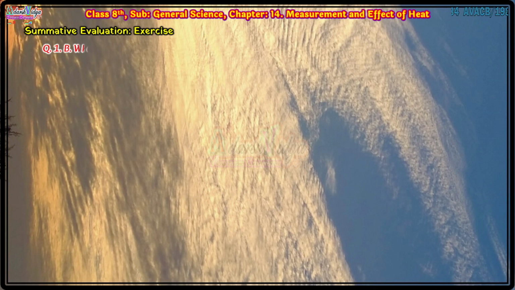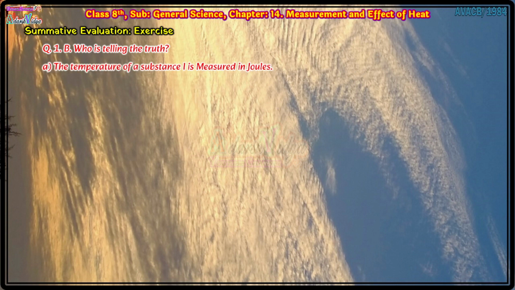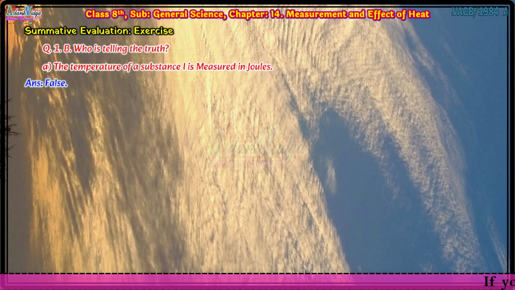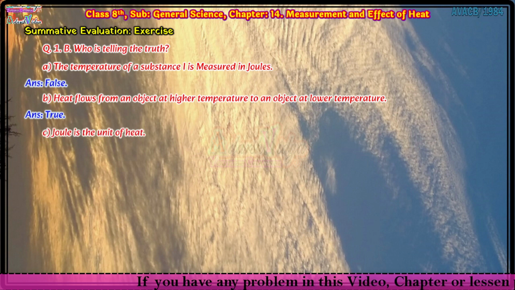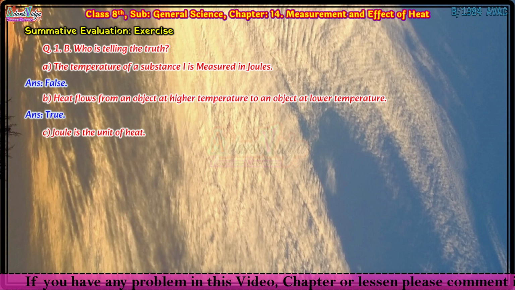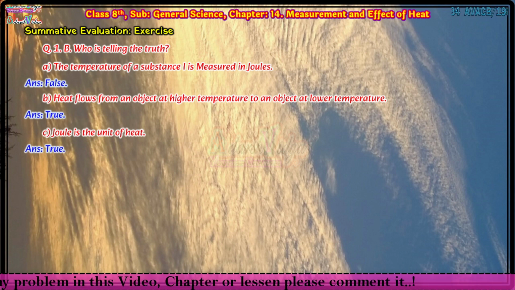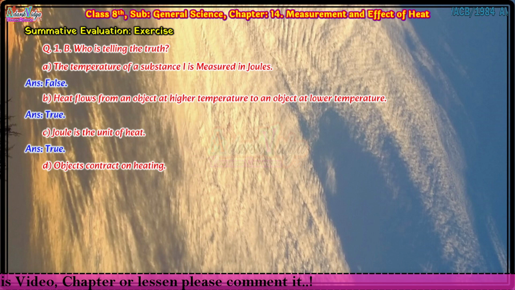Now, let's see question B. Who is telling the truth? First one. The temperature of a substance is measured in joules. Answer is: false. Second one. Heat flows from an object at higher temperature to an object at lower temperature. Answer is: true. Third one. Joule is the unit of heat. Answer is: true.